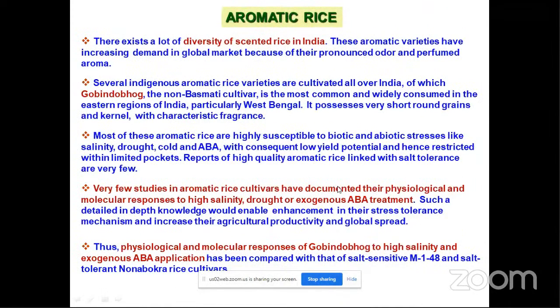Now, another part, as I already told you, is one of the areas which interests me, that is aromatic rice, because in India there is a diversity of scented rices, and the main compound responsible for this aroma is known as 2-acetyl-1-pyrroline. Although there are several other volatile compounds as well, that is the major compound. And in West Bengal, we have this popular aromatic rice called Govindabhog.